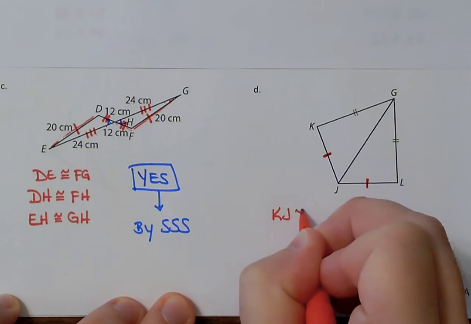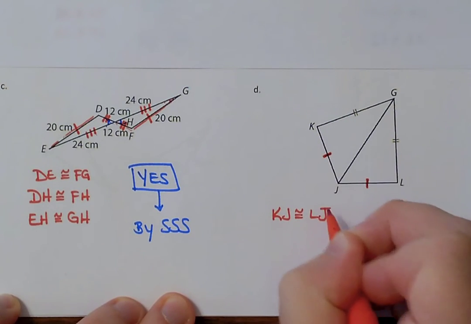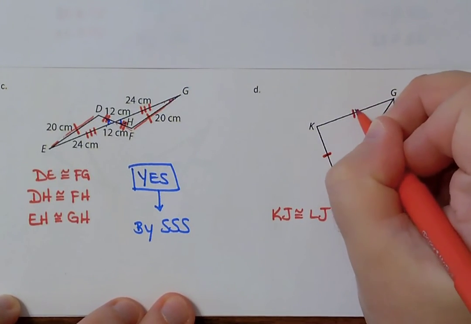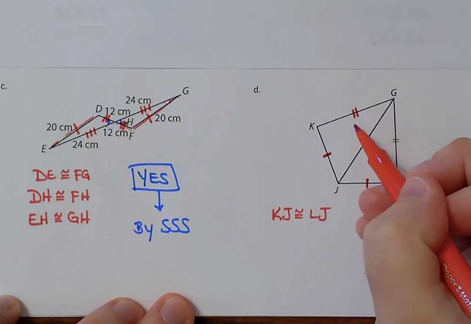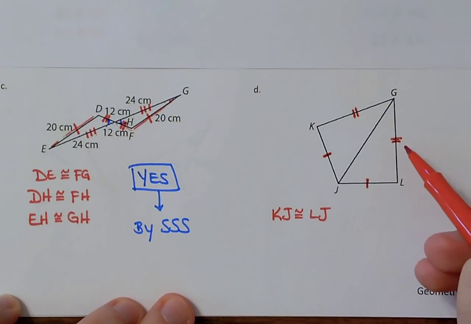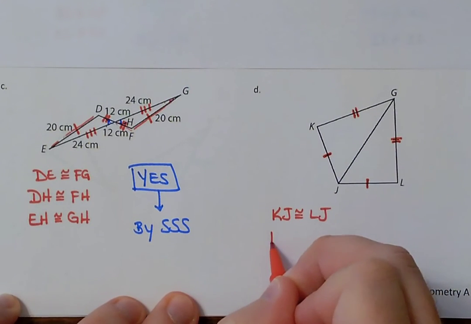So I know that KJ is congruent to LJ. So that's my start. Next, they tell me that KG, because it has two tick marks, is congruent to LG, because this also has two tick marks. So I can say KG is congruent to LG.